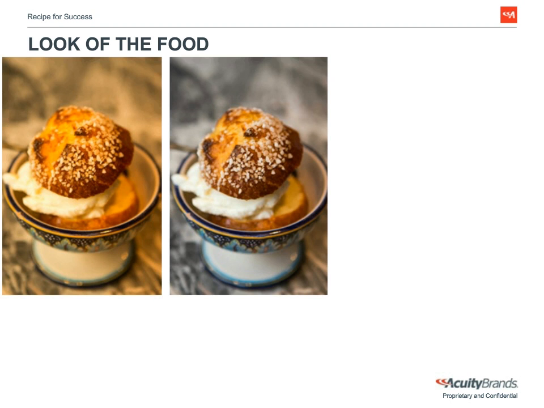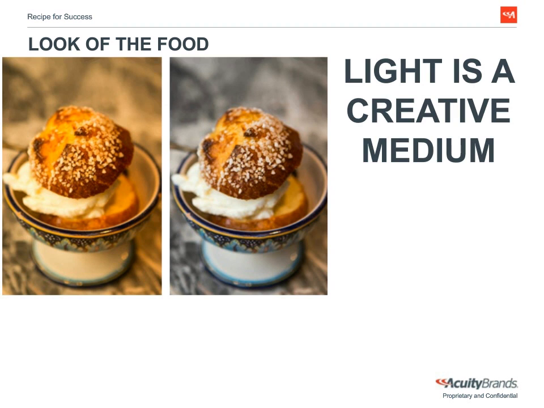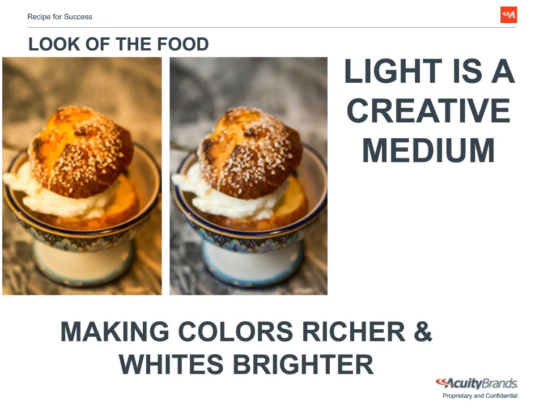And the third critical element to the experience is what everyone came for, the food. Light is a creative medium and should spotlight food as the star of the show. Lighting should bring out the colors, textures, and emotion of the food. Make colors richer, whites brighter, in turn making food more appetizing.